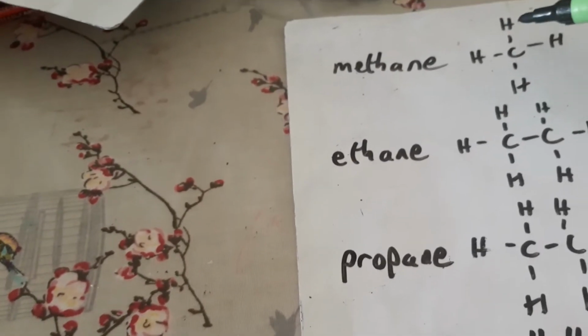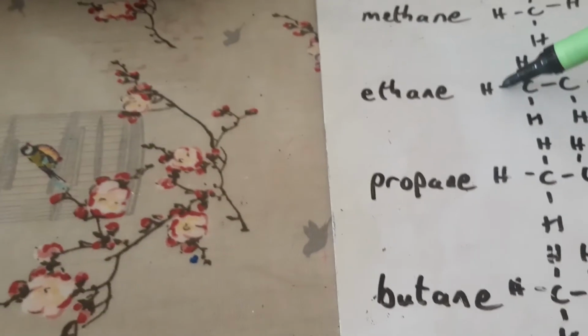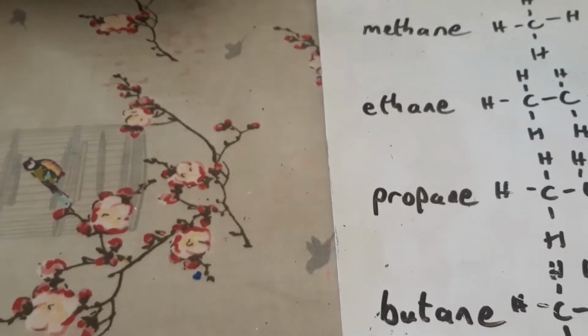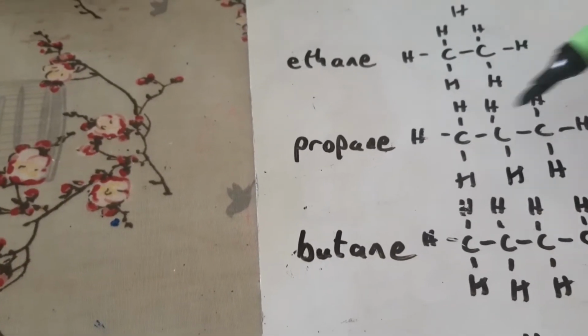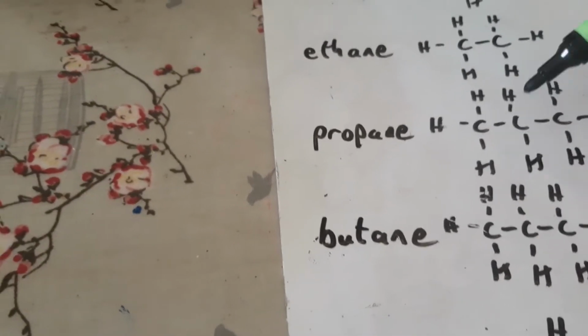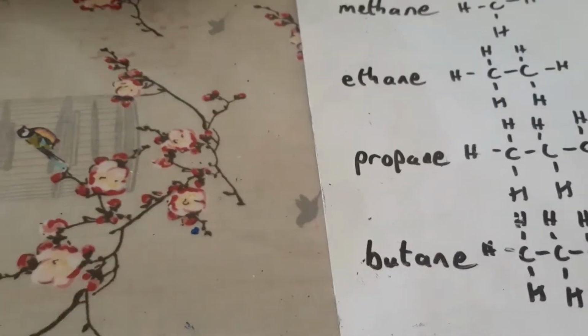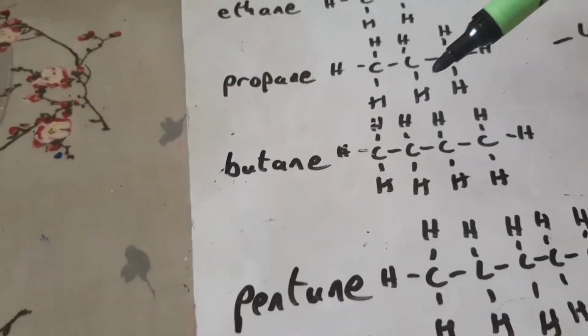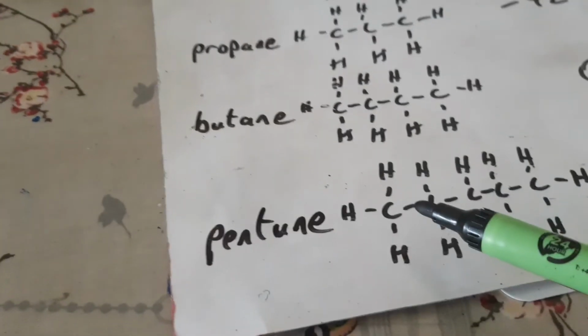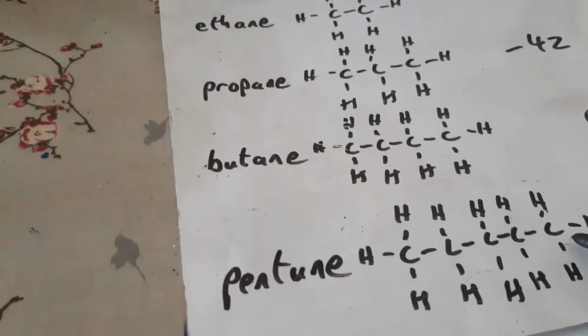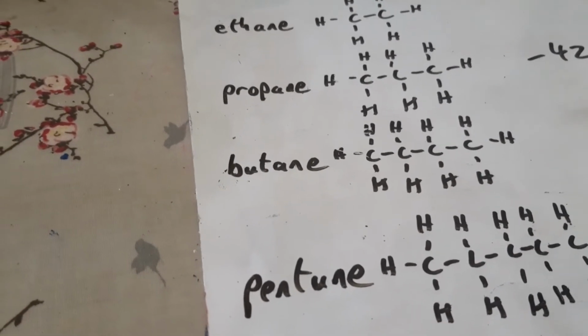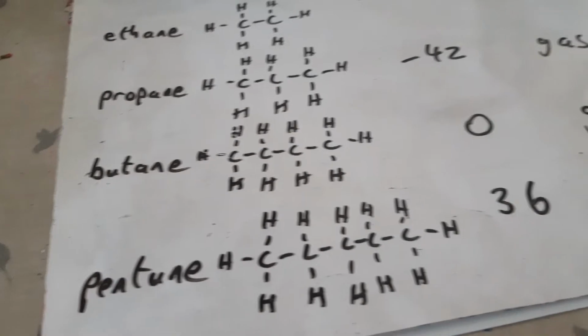Have a look at methane. There's 1, 2, 3, 4 pairs of bonding electrons here, whereas in ethane there's 1, 2, 3, 4, 5, 6, 7 pairs of bonding electrons. Propane, there's 1, 2, 3, 4, 5, 6, 7, 8, 9. You get it, right? There's more electrons here than there is here. There's more electrons down here than there is here. The more electrons there are, the more they move around. The more they move around, the greater the induced dipole, the greater the induced dipole, the greater the intermolecular force, which means the higher the boiling point.